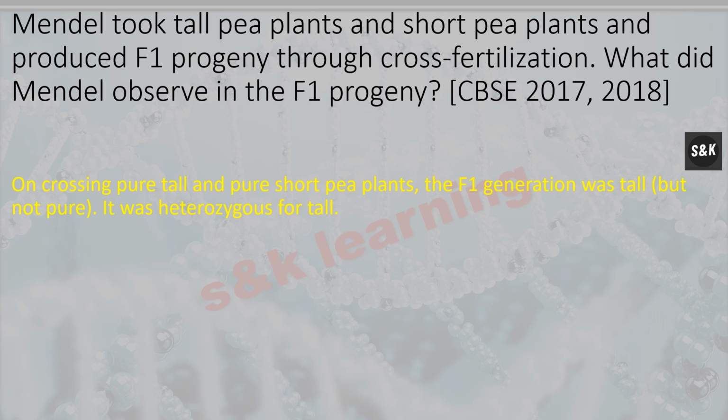Mendel took a tall pea plant and a short pea plant and produced the F1 progeny through cross-fertilization. What did Mendel observe in the F1 progeny? On crossing a pure tall and a pure short pea plant, the F1 generation was tall but not pure. It was heterozygous for tall.